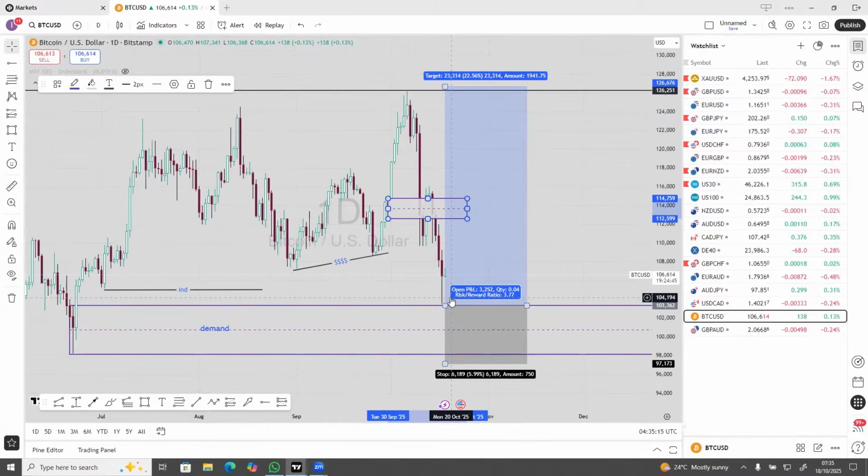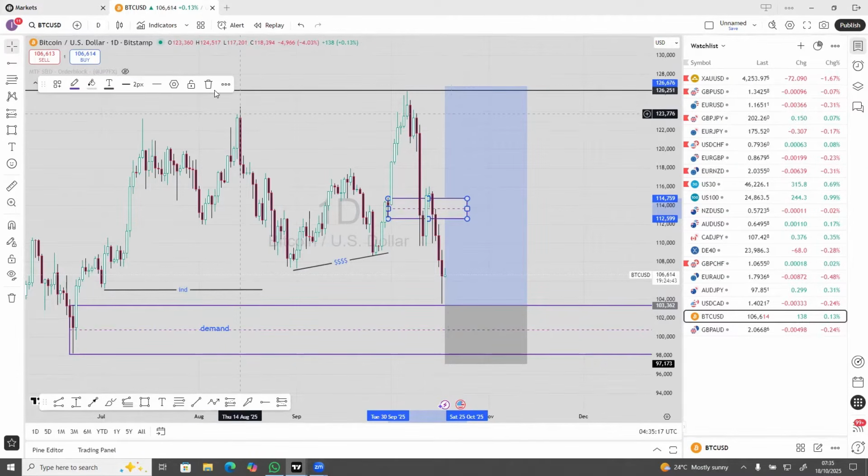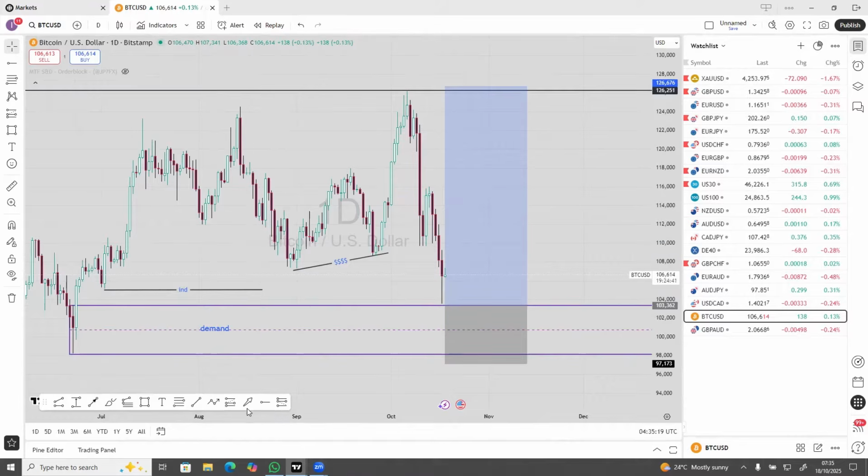It dropped until that level. So what next? Over here we have that daily unmitigated demand. Also we have that inducement plus that liquidity is already sold. So we are going to take a long position from that demand. What you're supposed to do is wait for confirmation to take a long position from that daily demand.